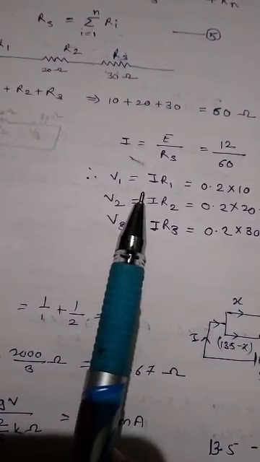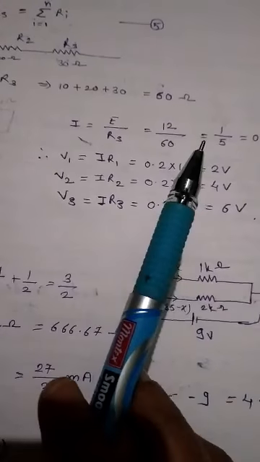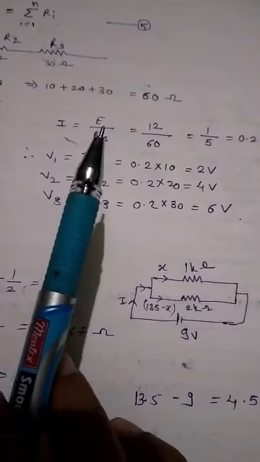Therefore V1 is equal to I into R1. Okay, so we get here I is equal to E upon RS.